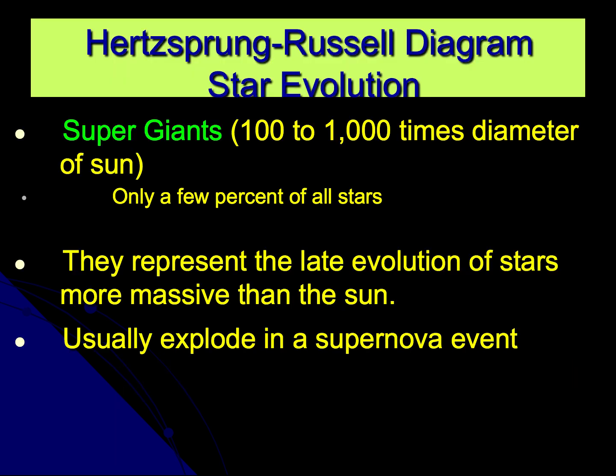Supergiants are even larger than giants, perhaps 100 to 1,000 times the size of the sun. There are even another class of stars called hypergiants, but we know very little about these most massive stars as there are so few of them. These stars will end their lives in a supernova explosion.